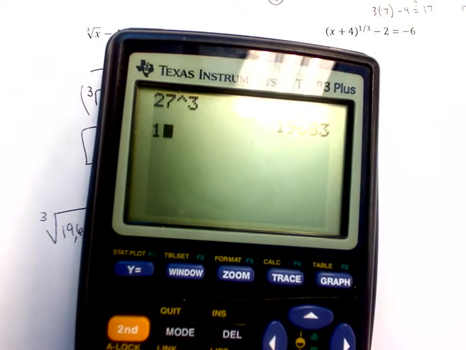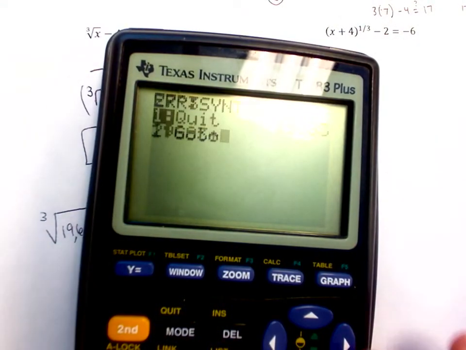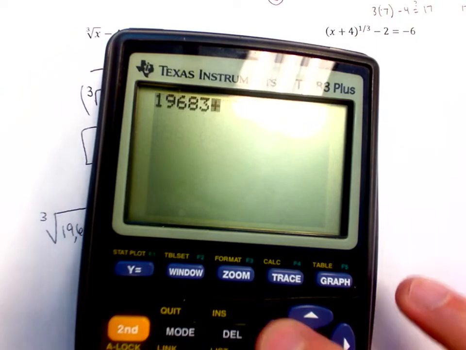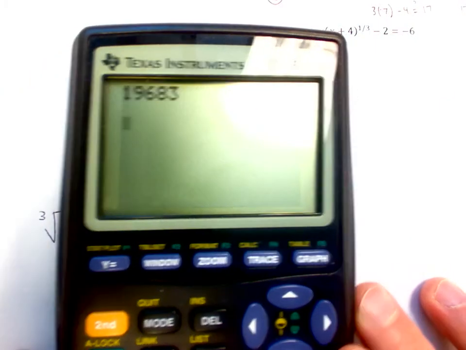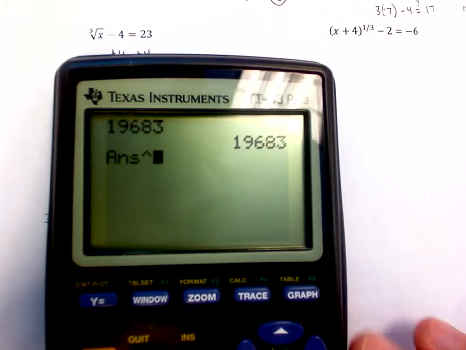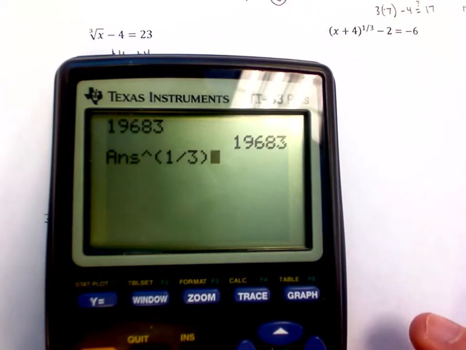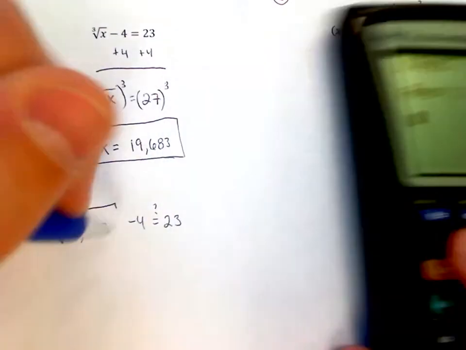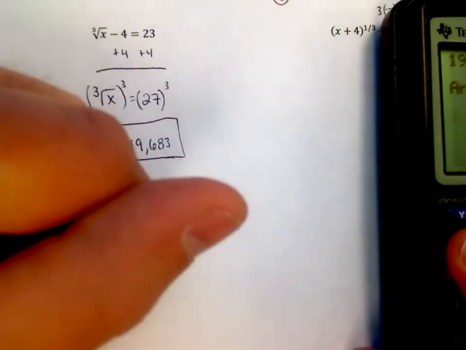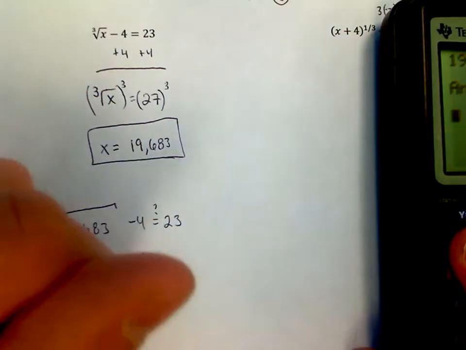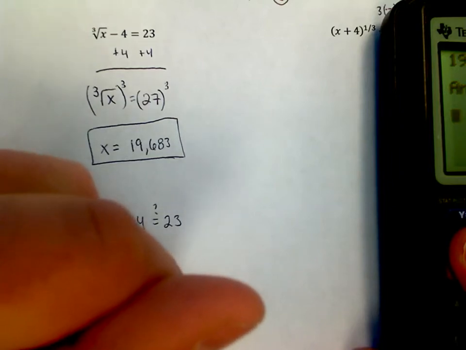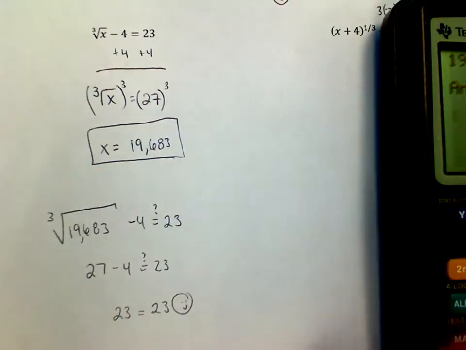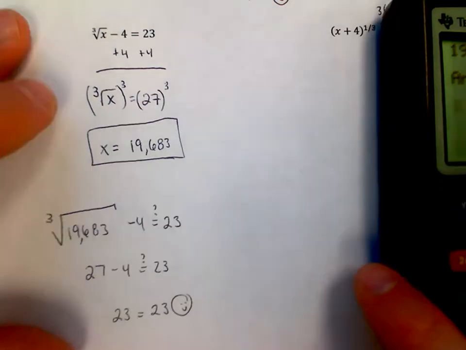Let's take 19,683, okay? Let's take that value. Let's raise it to the 1/3 power. Use parentheses for the 1/3, right? That's cube rooting it. That gives me 27. So 27 minus 4, does that equal 23? I think you're going to see that it does, right? 23, does that indeed equal 23? Happy face, whatever sign you want. Hey, we know things work out. The answer is 19,683.